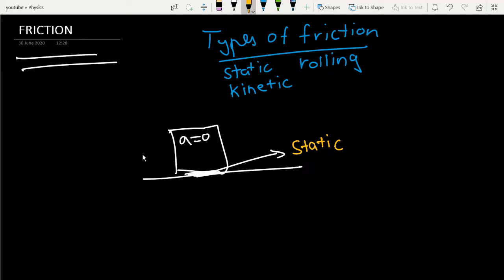Now if I put a person over here and tell him to apply a force of, let's say, 3 newtons, the body would not move. The person is applying a force of 3 newtons, but the body is not moving. This means that the value of the static friction is higher than 3 newtons. Therefore the body is not able to move.